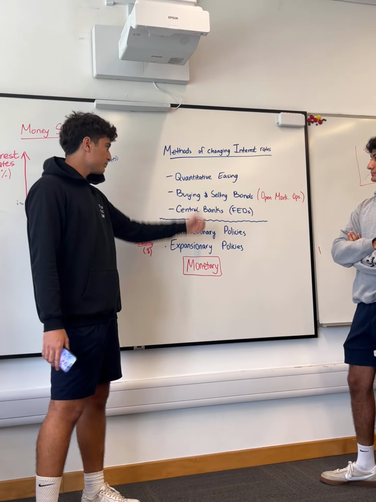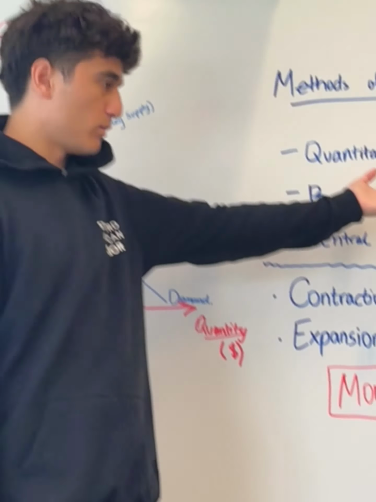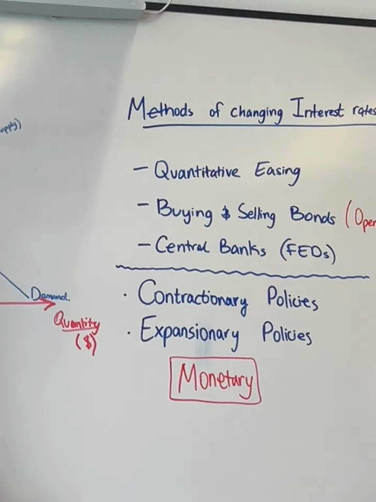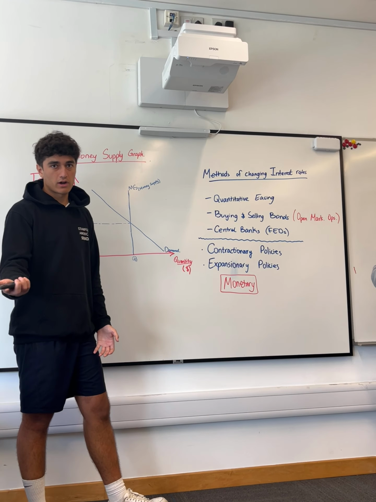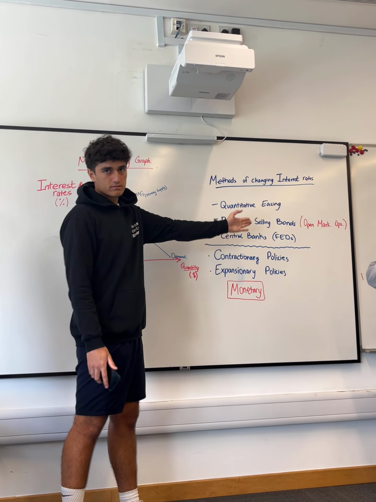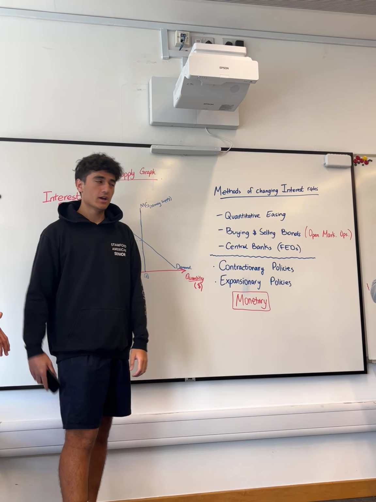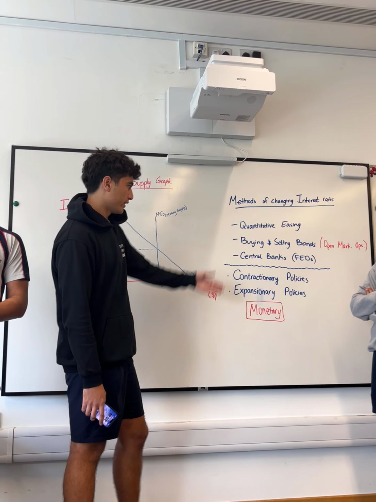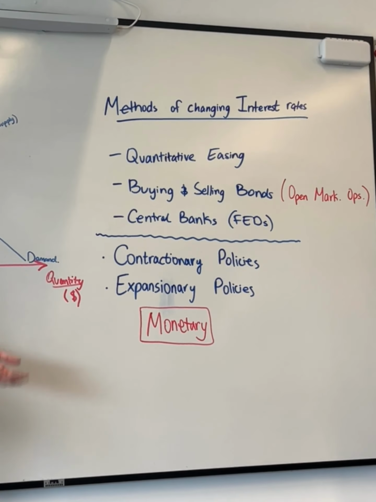The second one would be buying and selling bonds, which is more formally known as open market operations. This would just be people or the government buying and selling government bonds to either increase the money supply in an economy or decrease the money supply. And then again, the idea of central banks, which are independent entities, is to minimize corruption.